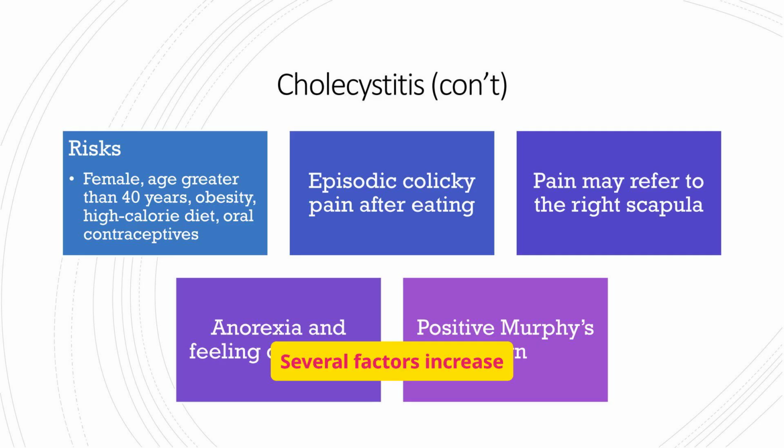Several factors increase the risk of cholecystitis, including being female, age greater than 40, obesity, a high-calorie diet, and the use of oral contraceptives. Symptoms include episodic colicky pain after eating, pain that may refer to the right scapula, anorexia, a feeling of fullness, and a positive Murphy's sign.